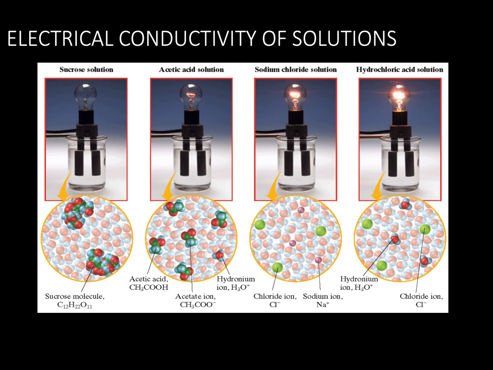So now, electrical conductivity of solutions. If we have an electrolyte present, we're going to see this light bulb go on here. In this first solution, sucrose, we do not see the light bulb on at all because we know sucrose is not an ionic compound, so it's a non-electrolyte. Acetic acid, okay, the light bulb's on a little bit. It's a weak electrolyte. Sodium chloride's getting stronger. It's a stronger electrolyte, and the strongest of the three is hydrochloric acid.